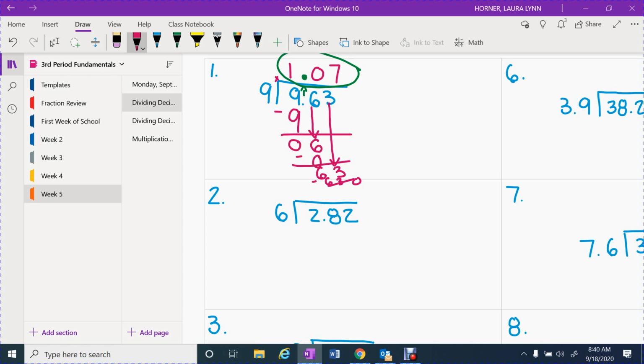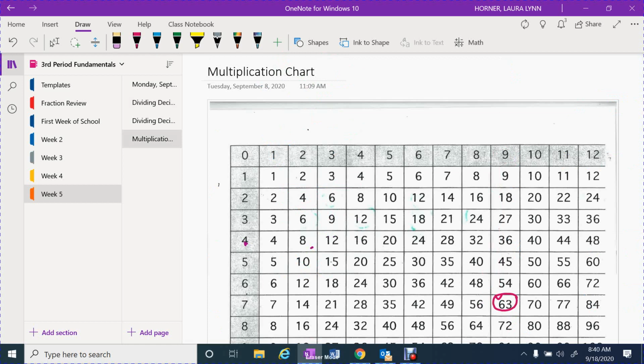So we have no decimal outside our house, so we are good to go. All we have to do is bring up the decimal inside our house so that it's written at the very top. And we'll take it one number at a time. 6, trying to go into a 2. So let's go to that multiplication chart.